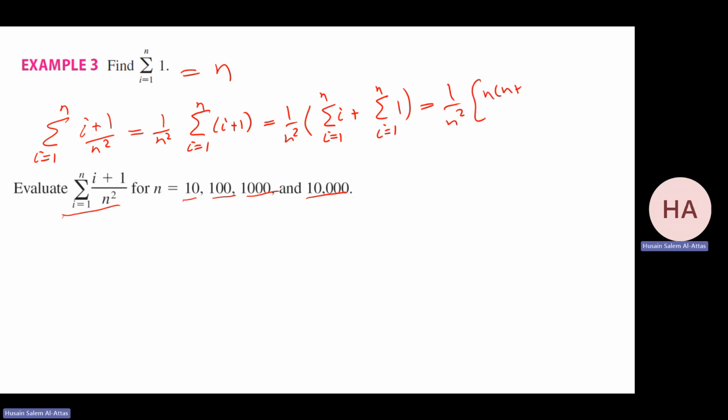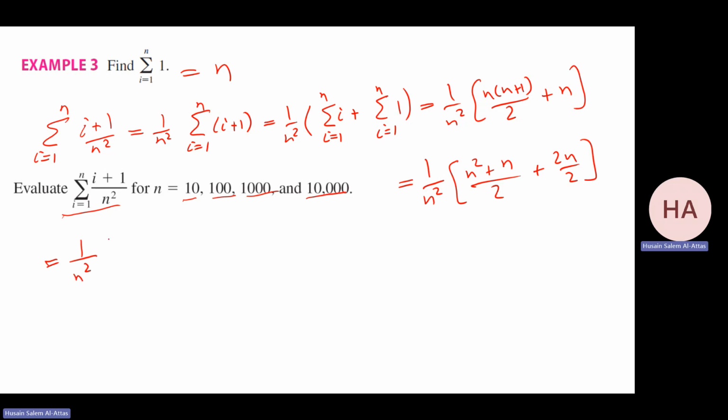This is, I know it, n(n+1) over 2 plus n. So my answer is 1 over n squared. That will be what? n squared plus n over 2 plus 2n over 2. Just simplify the calculation. That will be 1 over n squared, 2n squared. Yeah, I can finalize it. The numerator will be what? n squared plus 3n. Now I can simplify, substitute easily.